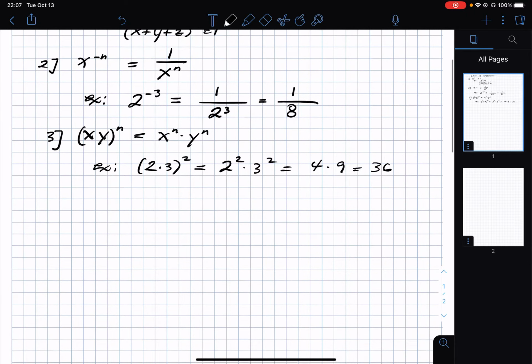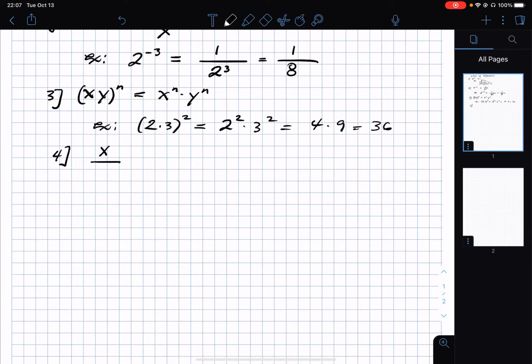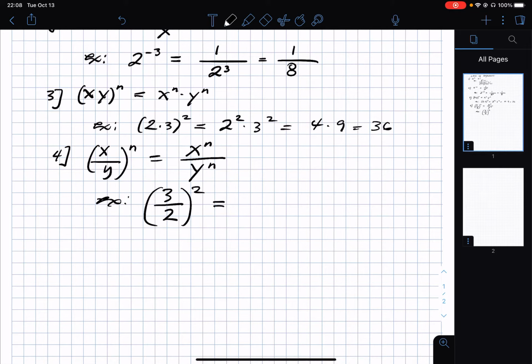Next one. You have (x over y), the whole thing raised to n. So to simplify, this will be x^n divided by y raised to n. Okay, let's have an example. So what if you have (3 over 2) to the power of 2? This will be equal to 3 exponent 2 divided by 2 exponent 2. That will be 9 over 4. And that is already your answer.